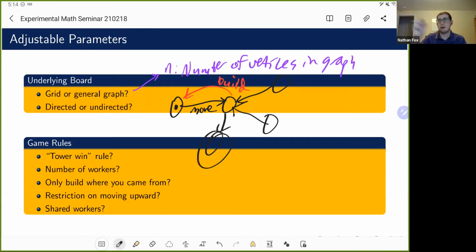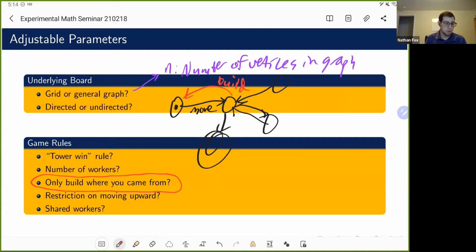Of course, you could have arcs going both directions between 2 vertices. That's allowed. But there is a rule that we're going to mess with, which is that sometimes we're going to restrict building to be only where you moved from. So we're going to say that you can't actually build anywhere else. So the only build that's allowed is the one that you always have. That's a rule you can tweak.